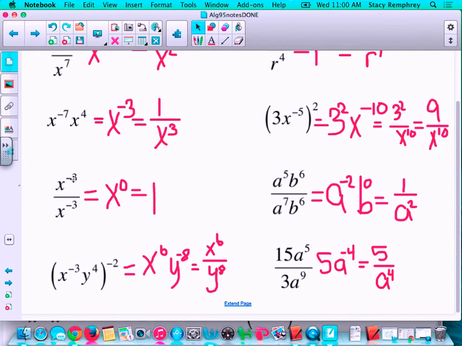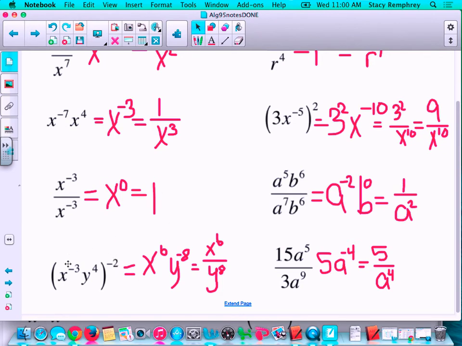In this one, -3 minus -3 is 0. Anything to the 0 power is 1. Over here, 5 minus 7 is -2. 6 minus 6 is 0. Anything to the 0 power is 1, so that pretty much knocks out the b. And a to the -2 is rewritten as 1 over a squared.